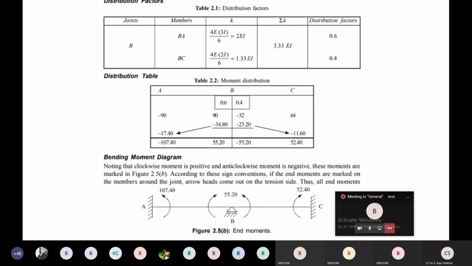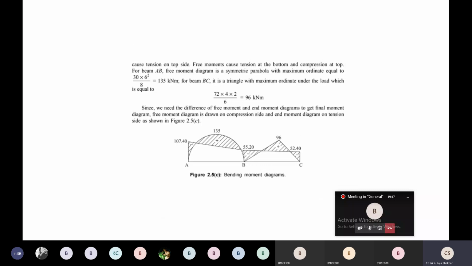So our final end moments are these. Okay, these are the final end moments for this continuous beam. After that we have to draw the bending moment diagram and shear force diagrams. Okay, for drawing the bending moment diagram, first we have to draw the final end moments for the end moment diagram. We have to draw for the NDA.